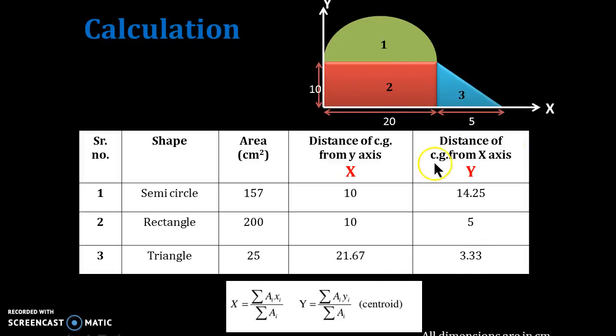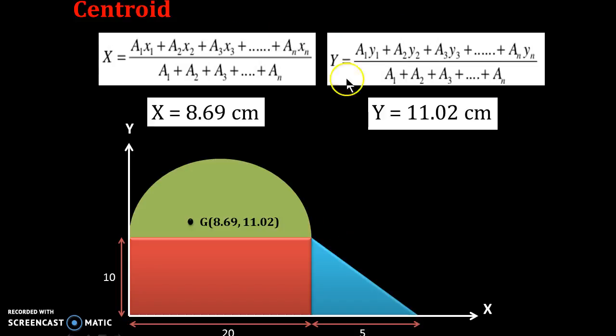In the same way, the distance of CG from the x-axis: this distance for the rectangle, this distance, and for the triangle, 1/3 of this distance. And finally, using this formula, we can easily find the centroid. So x is given by a1x1 plus a2x2 plus a3x3 divided by a1 plus a2 plus a3, and y is given by a1y1 plus a2y2 plus a3y3 divided by a1 plus a2 plus a3.